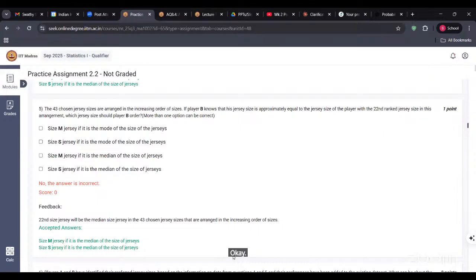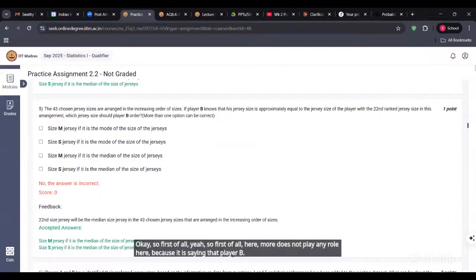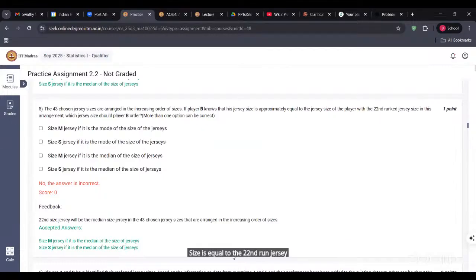Okay. Yes, ma'am. First of all, mode does not play any role here because it is saying that player B's size is equal to the 22nd rank jersey size. Correct. So here mode is not playing any role. So now the first and second options are out.